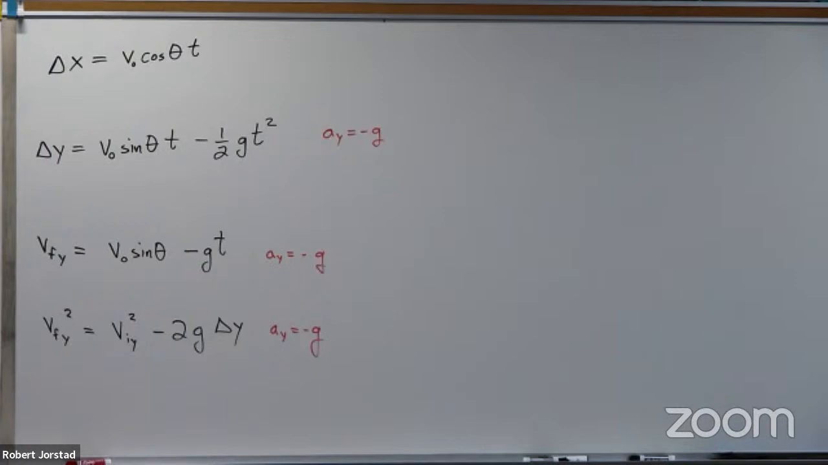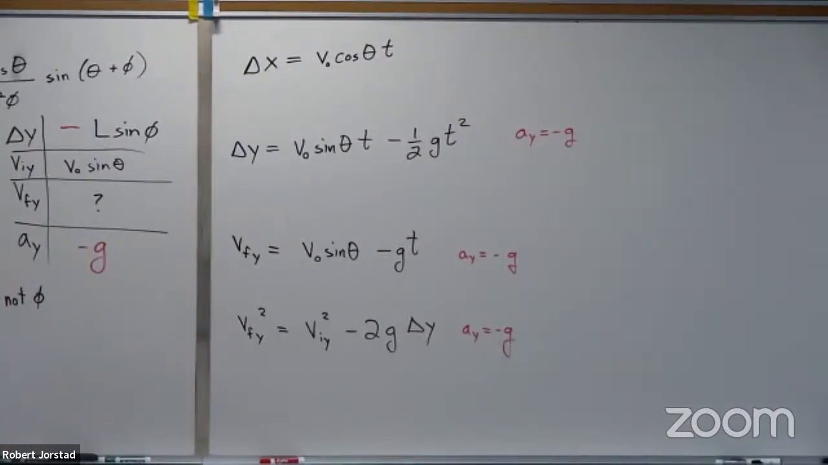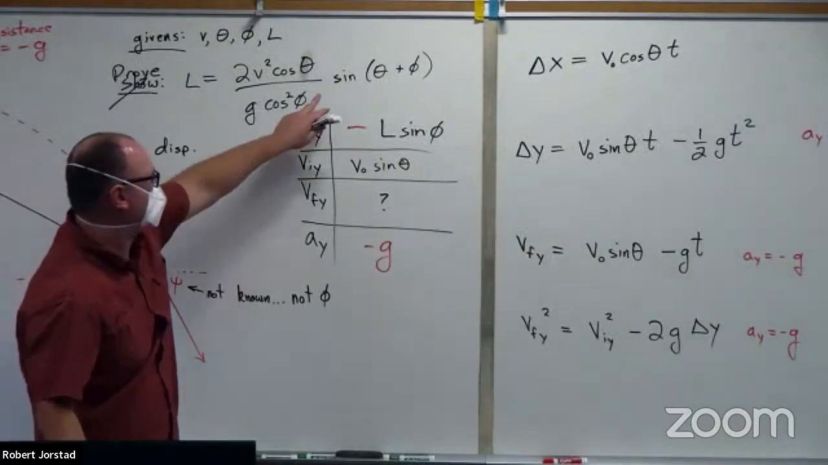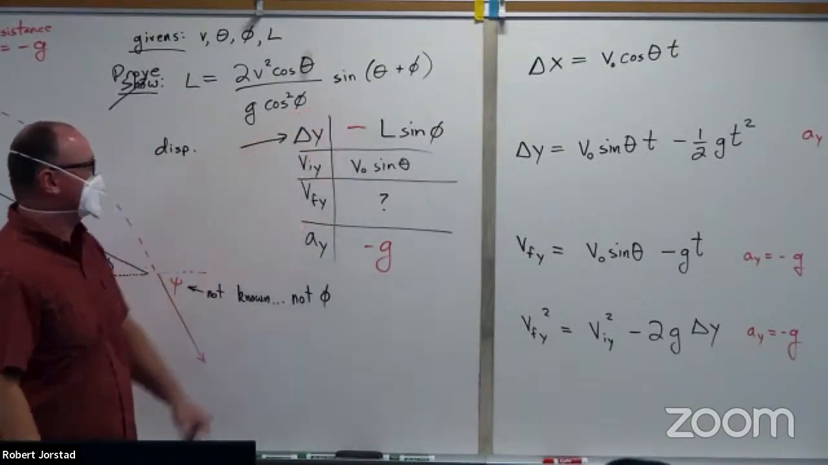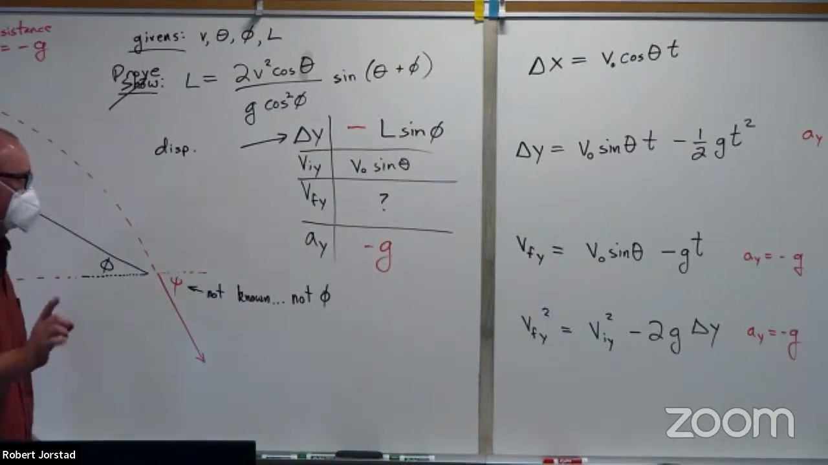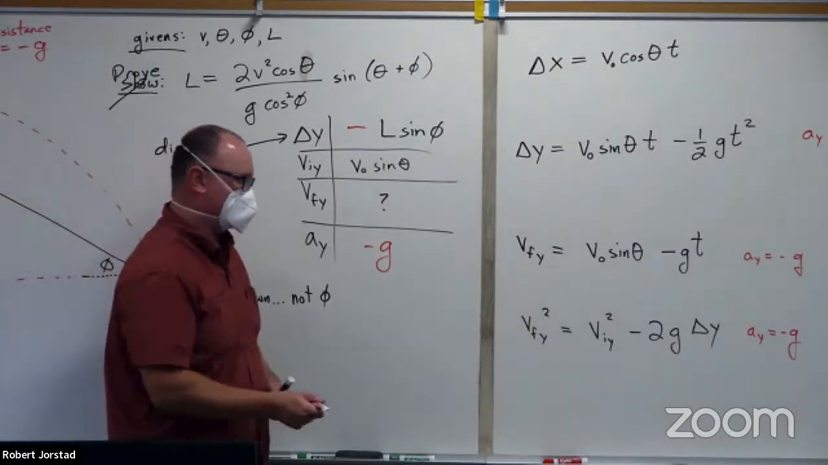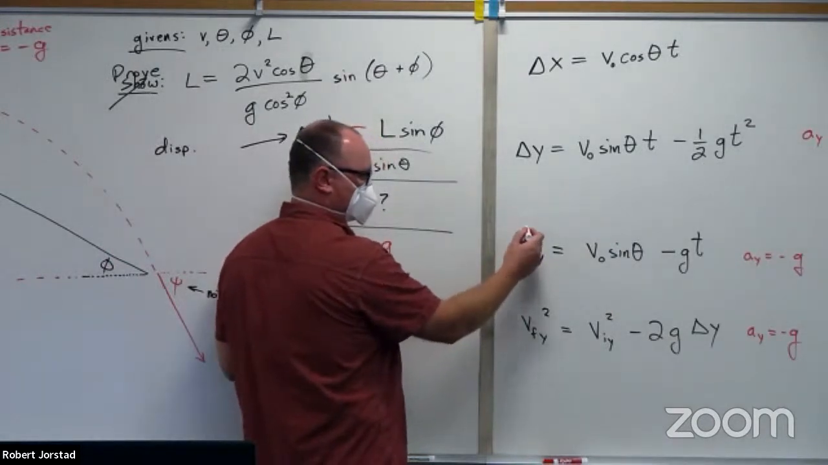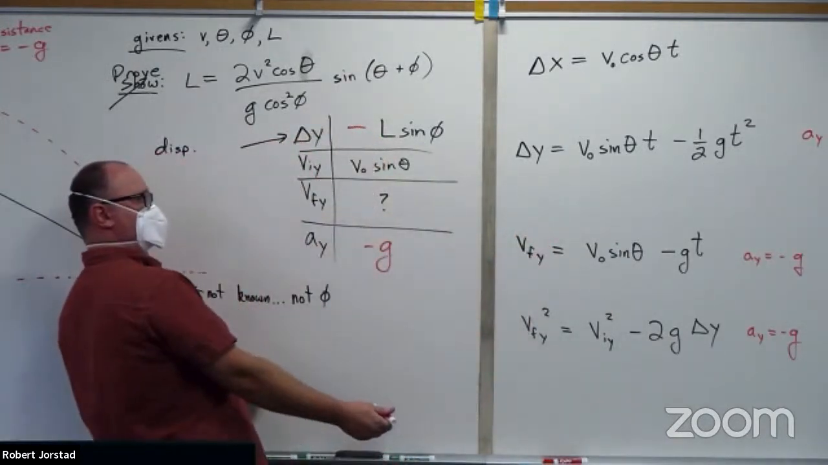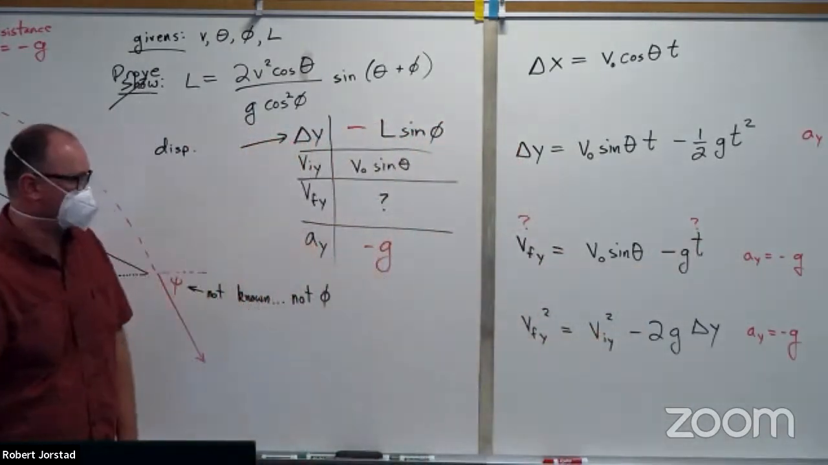What was our goal? To prove that L equals 2 v naught squared cosine, to prove this jump. All right, how are we going to do that? Any ideas where we should start? We could find t. Which equation looks the easiest for finding t? Let's just do a quick check. Do I know V final y? Do I know t? No. So that's not going to be a good place to start.